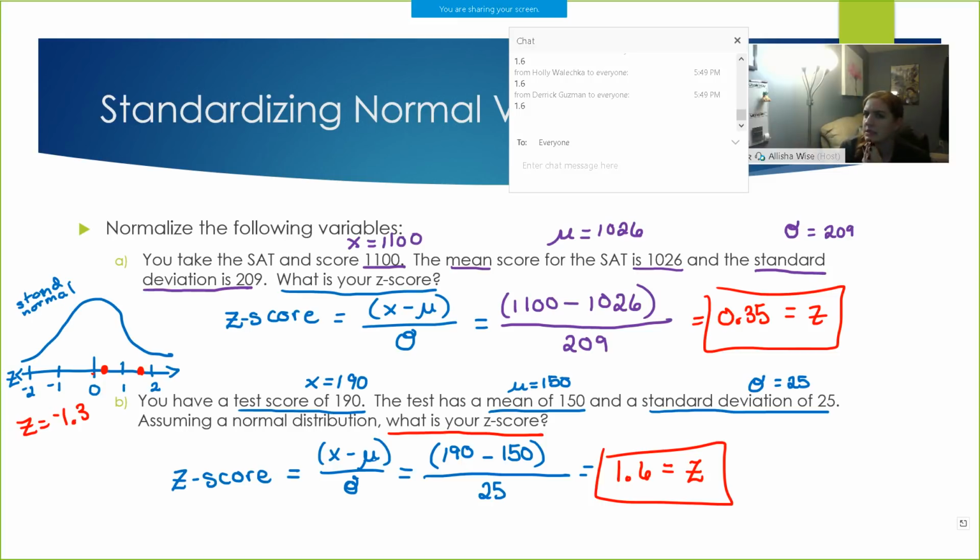Any other questions on z-scores that you can think of right now? Okay.